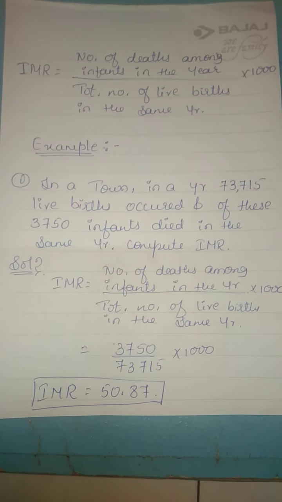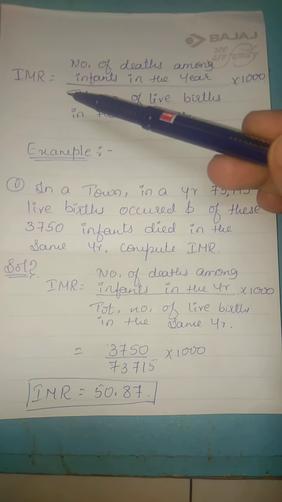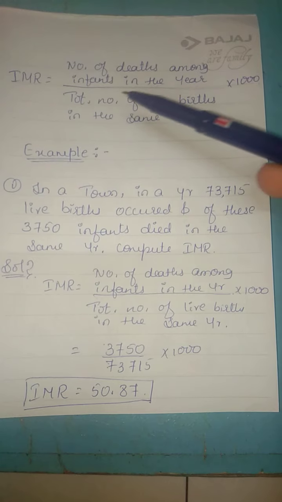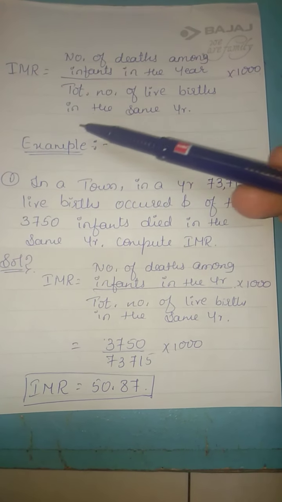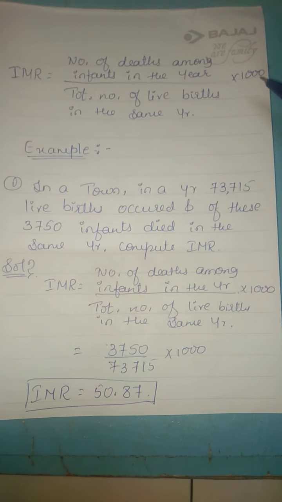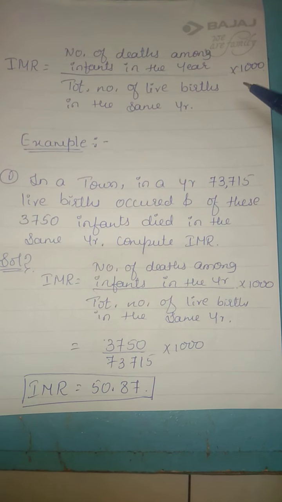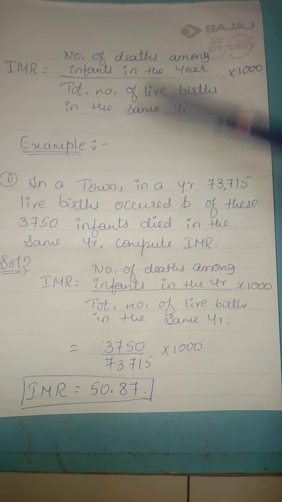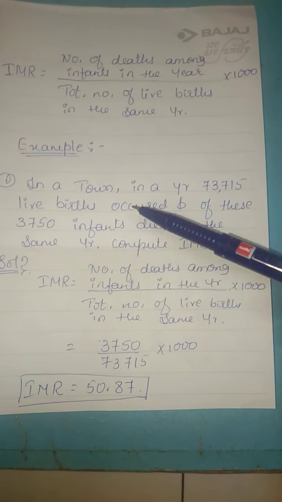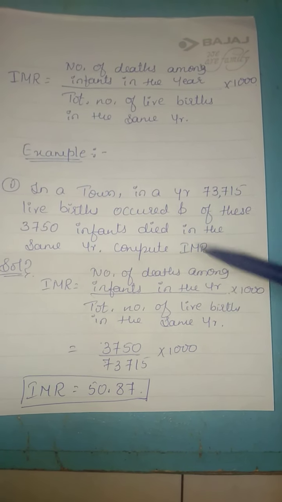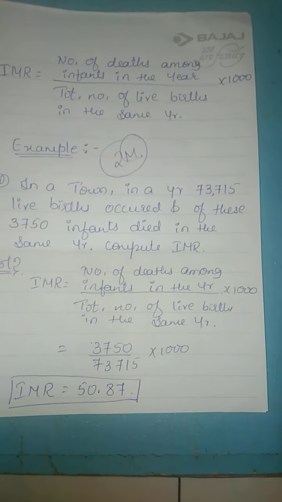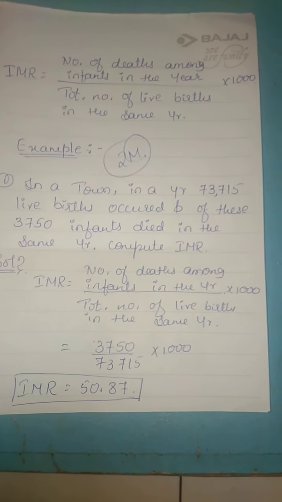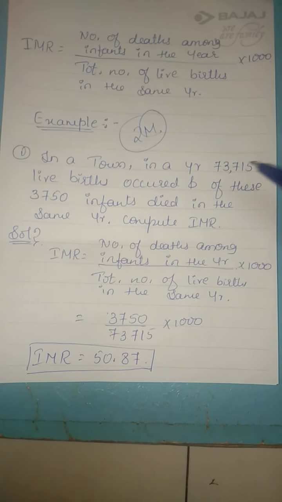The formula is given by IMR is equal to the number of deaths among the infants in the year by the total number of live births in the same year, into 1000. I have taken a very simple example here. For 2 marks it will be. These three concepts will be only for 2 marks in the examination.